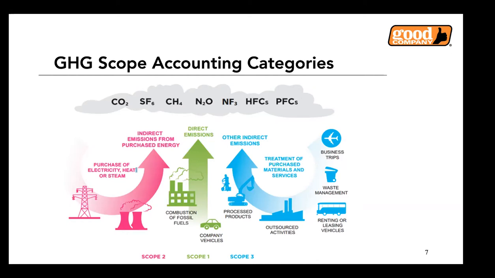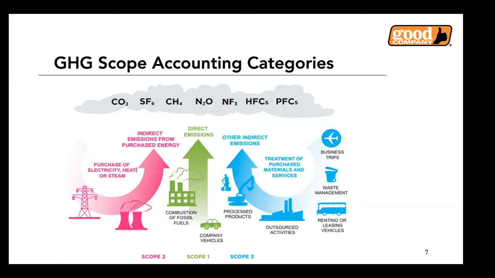Scope two is electricity. So this is an indirect source of emissions. Electricity is generated elsewhere, producing emissions, and then brought to you via lines. Scope one and two are interesting as a group in that they are the basis for many climate goals for organizations and communities. These are the boundaries folks most often use to set climate goals.